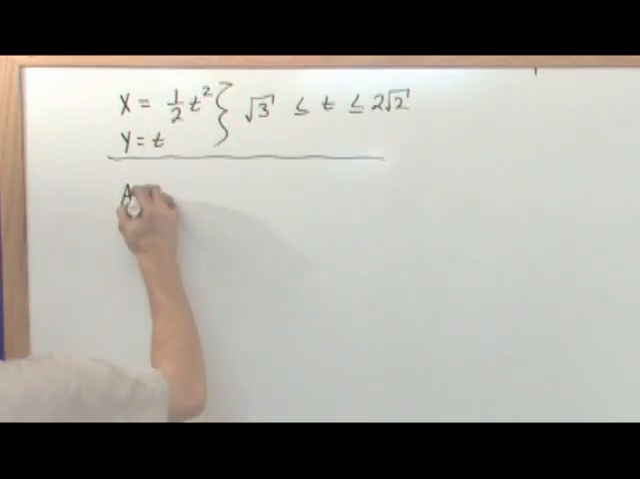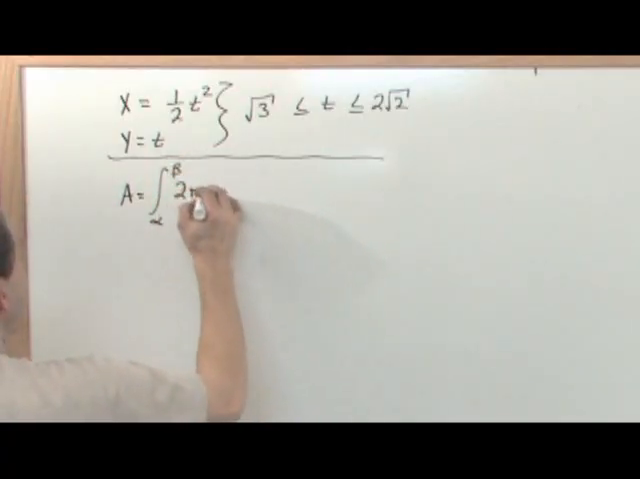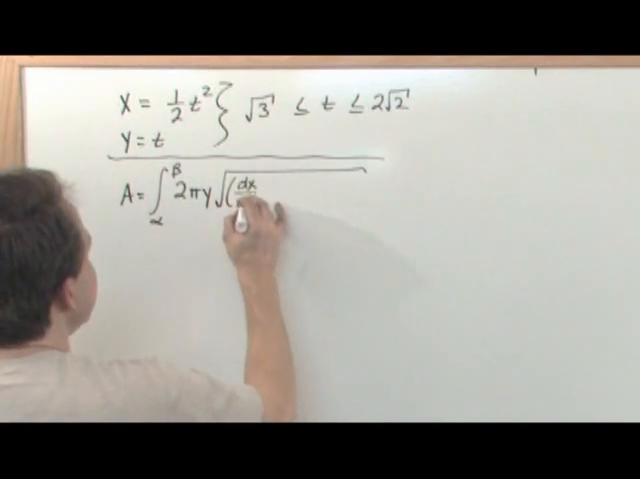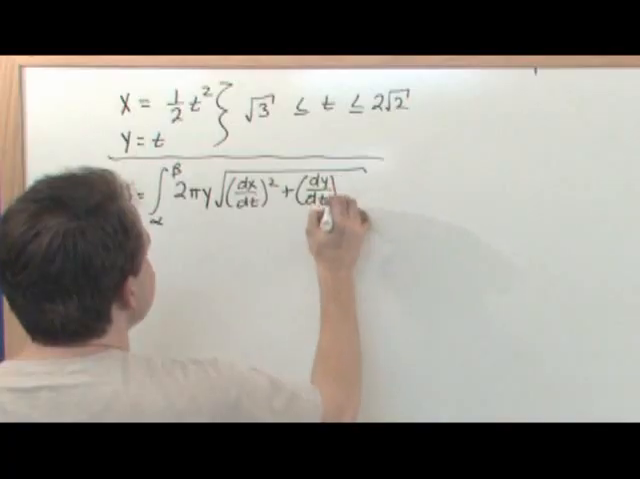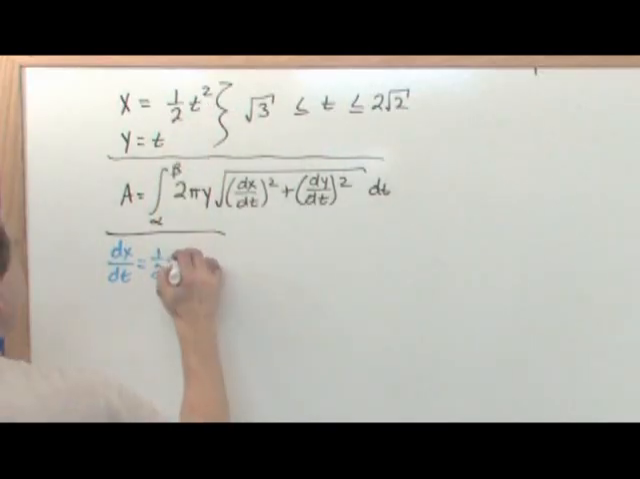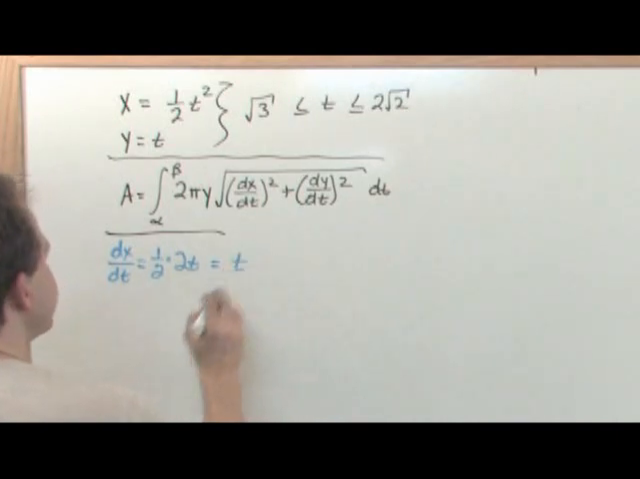So the surface area of this function, if I revolved it, would be the integral from alpha to bravo. I'm just going to write it down: 2 times pi times y times the square root of (dx/dt) squared plus (dy/dt) squared, dt. This is just what I wrote on the last board. So obviously, in order to do this, I need to know what these derivatives are and their squares. Let's do that now. dx/dt is 1/2 times the exponent 2 times t to the exponent minus 1, which gives me 1, so that's equal to t.